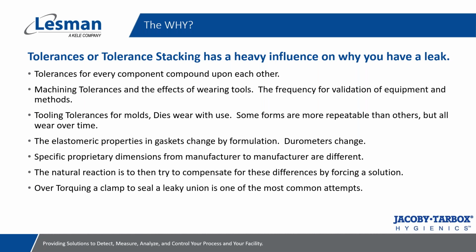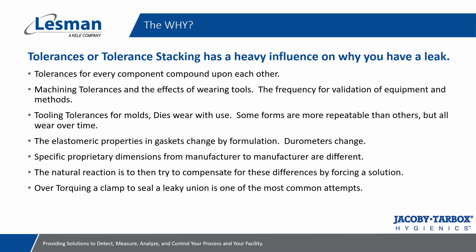So the natural reaction to a leaking joint, right, to something being a little bit off, is to over tighten the clamp, right, or retighten the clamp. So when you try to overcompensate for these differences by forcing a solution like over torquing, that's where you start to get gasket bulge and things of that nature, where you really are just creating another problem trying to solve the problem that's most in your face, right? I see a leak, I need to retighten that clamp.